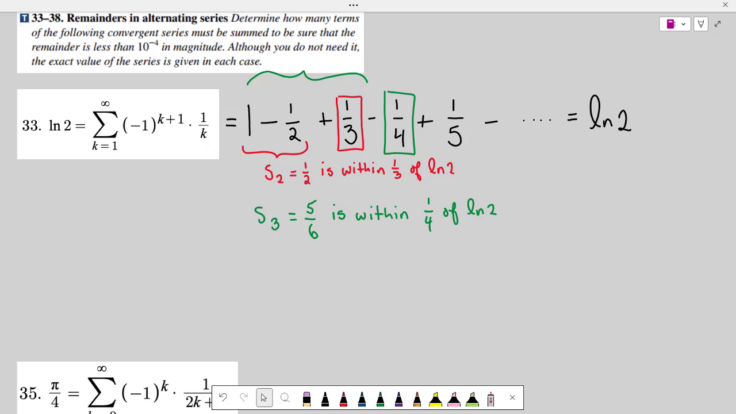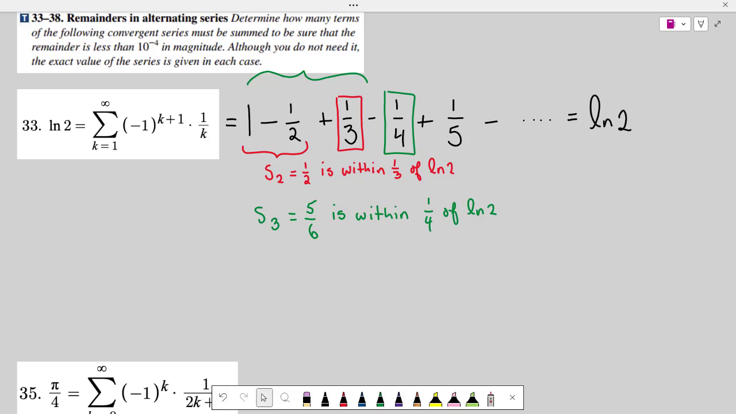Okay, so we want to figure out how to make the next term less than 10 to the negative 4. So we want to add up a finite number of terms in such a way that the first unused term, the next term, is less than 10 to the negative 4. Okay? So if we can find the first term that's less than 10 to the negative 4, we want to add up everything that's in front of it.